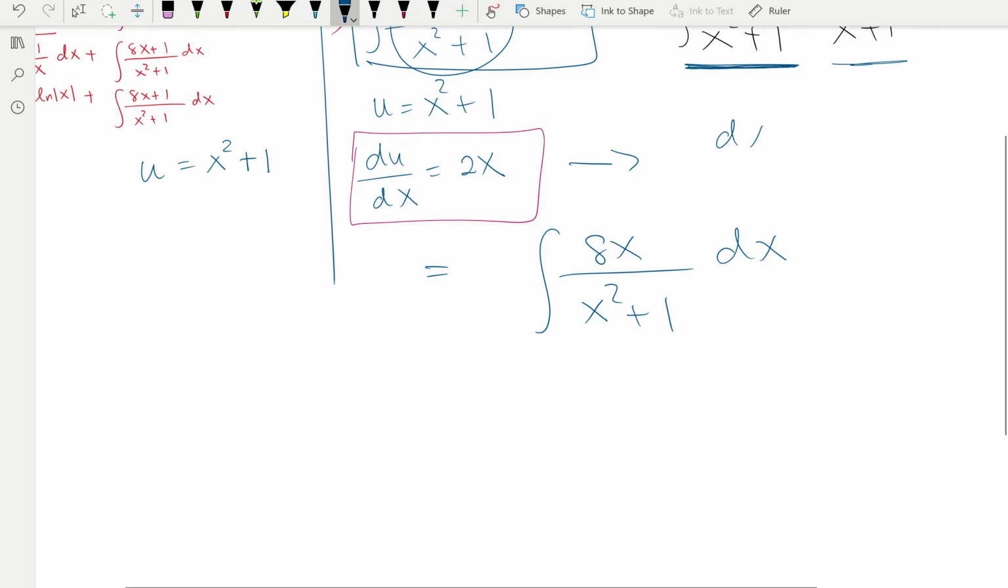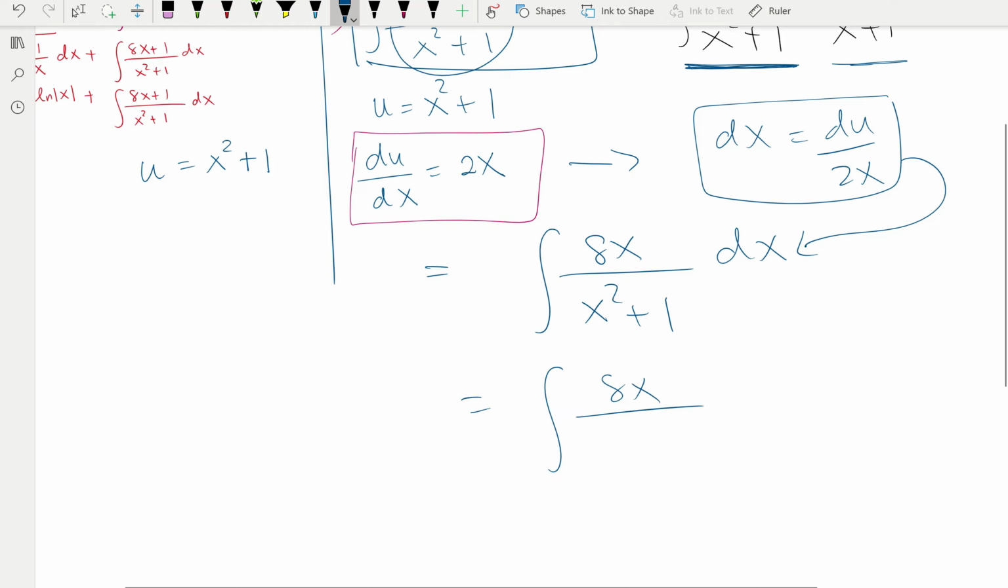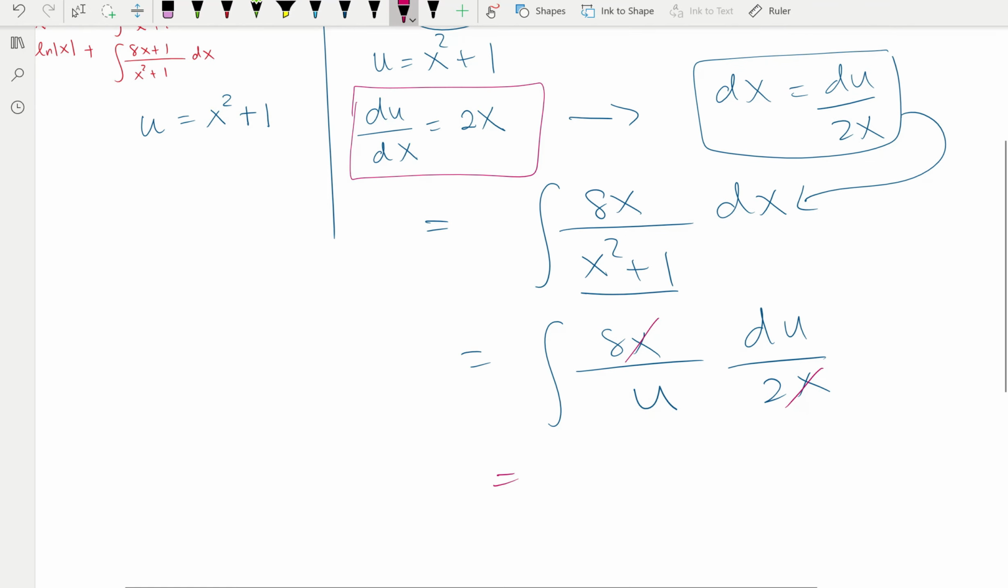Now dx is du over 2x. All right, so let's replace that here. So it's 8x over x square plus 1 is u, dx is du over 2x. Now can you see what I'm talking about? Well, see, boom, x gone, right? So 8 over 2 is 4, so it's 4 over u. Can you see that? If we had plus 1 here, we couldn't have done that, okay?